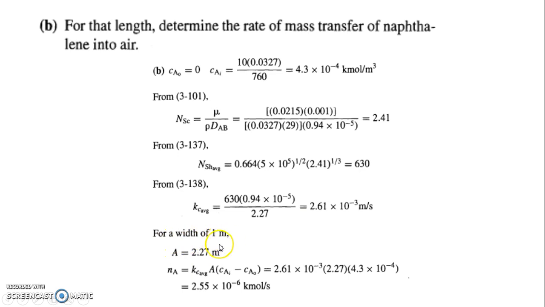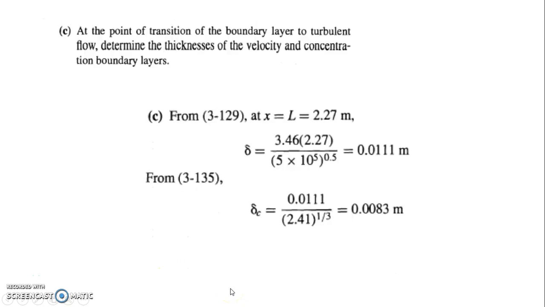For the width of 1 meter, A is equal to 2.27 meters squared, using this equation. Then you need to substitute the values for A, k, C average, and also CA1, CA0 from the question. Then you will get NA equal to 2.55 times 10 to the power of minus 6 kmol per second. So NA is the molar flow rate.